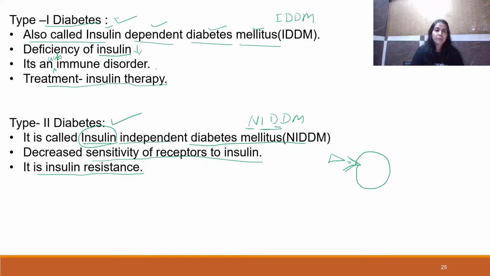Are you following? Here, in type 1, insulin was not produced because your gland is destroyed, right? But here it's not like that. The cells have become insulin resistant. They are not responding to the insulin, so the pattern of treatment will change over here. Is that okay?